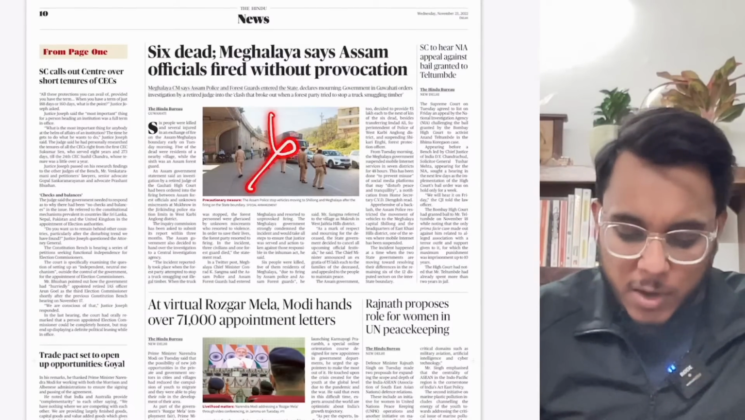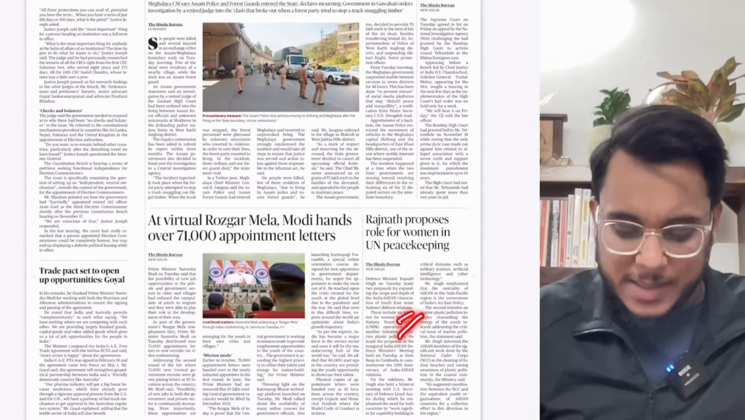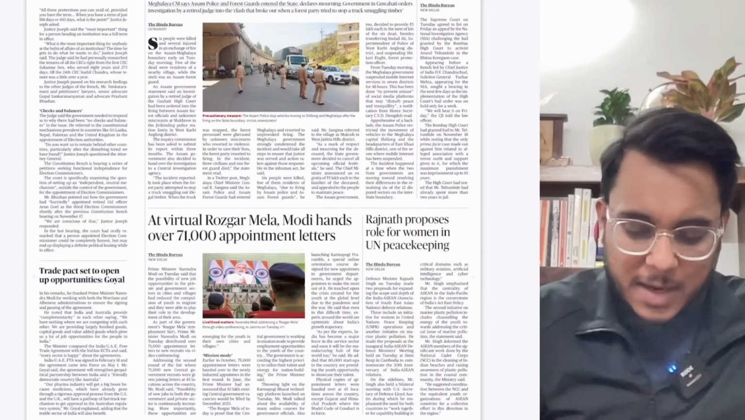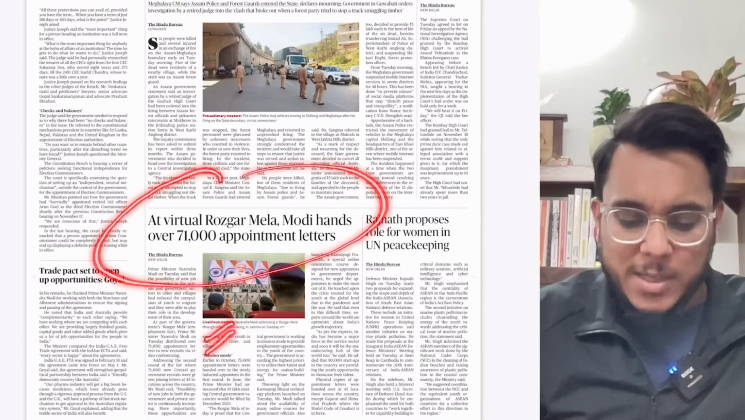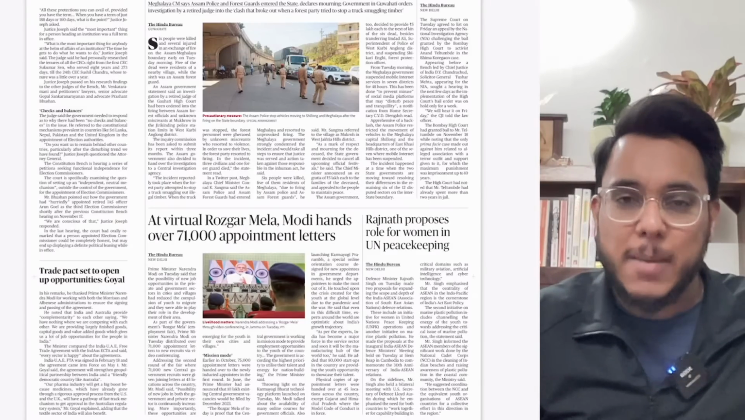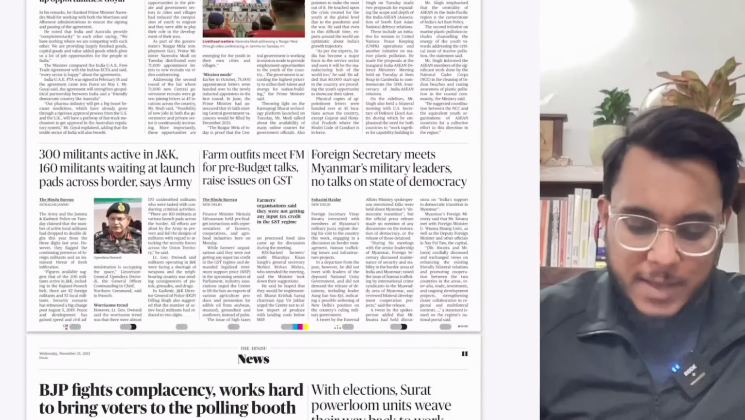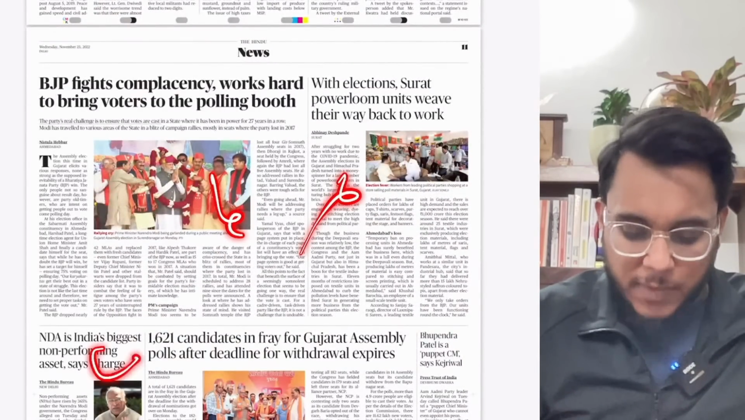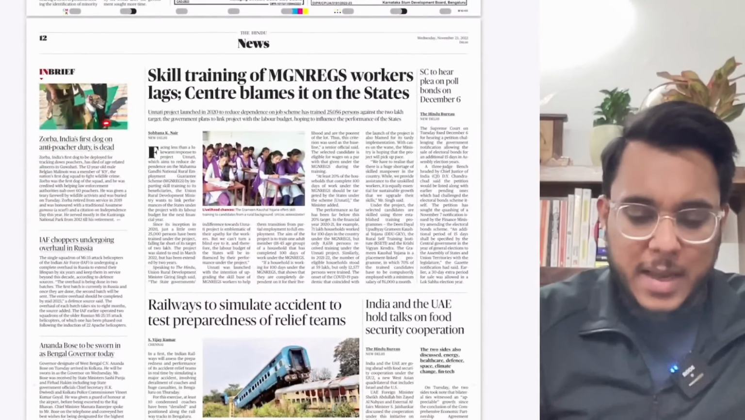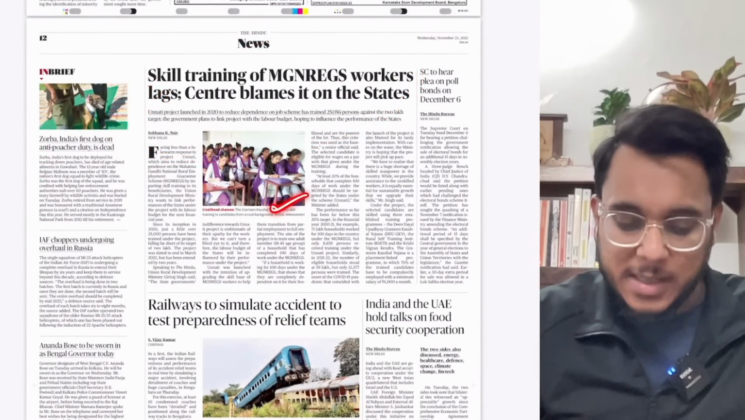Then moving on, Rajnath proposes role of women in the UN peacekeeping force. We'll see this particular article. Then at virtual Rozgar Mela, Modi hands over 71,000 appointment letters. Now, what is a Rozgar Mela? It is an employment fair where people are placed into jobs. Then moving on, political news, no need to go in there. However, here there is one very important article, skill training of MGNREGA, the Unnati Scheme, we'll discuss here.